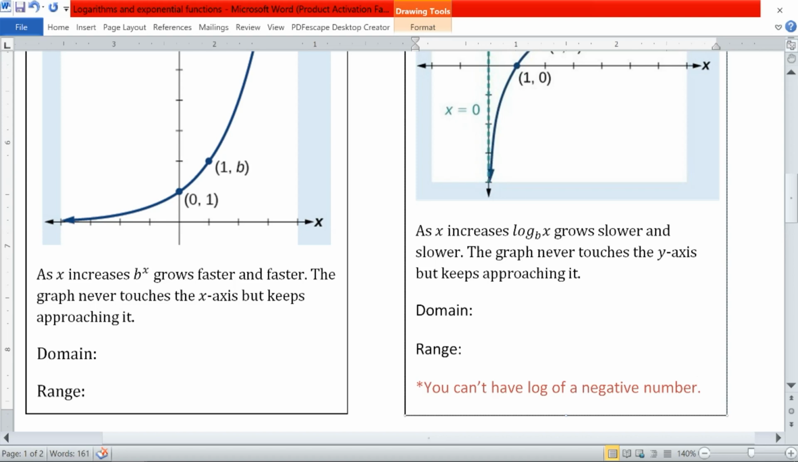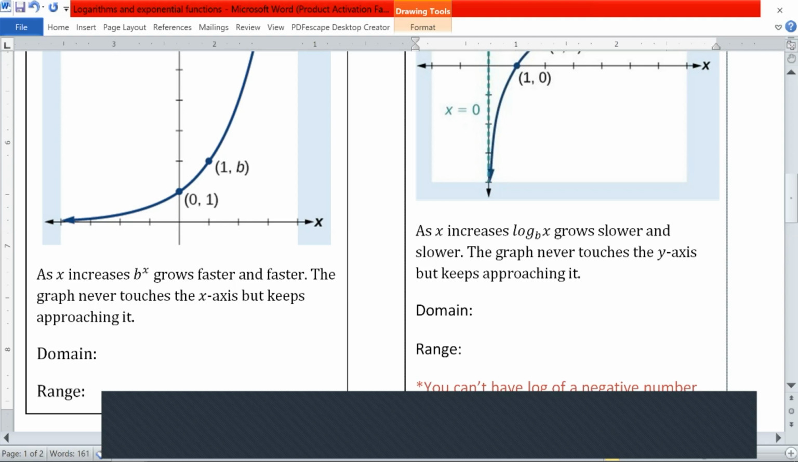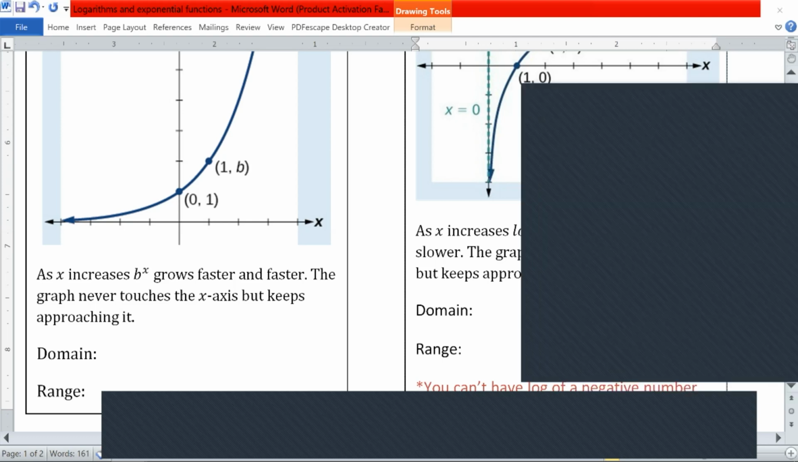Log makes sense only if you are talking about log of a positive number, not a negative number. Just like it doesn't make sense to say square root of -2. You know that there is no real number for that, square root of -2. Okay, so you are done.